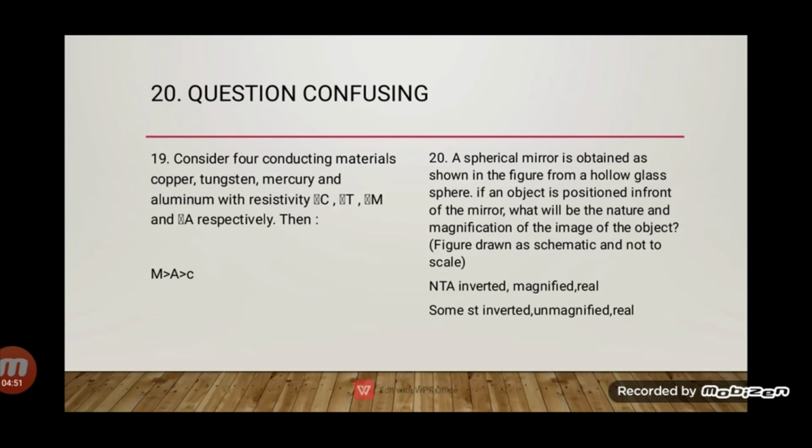Consider 4 conducting materials: copper, tungsten, mercury and aluminium. The answer of this question is: mercury is less than aluminium, and copper is less than mercury, further tungsten.